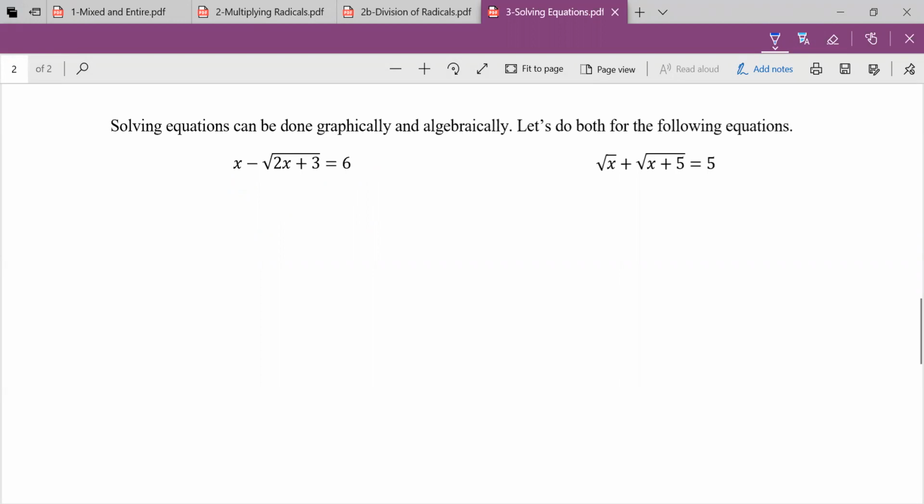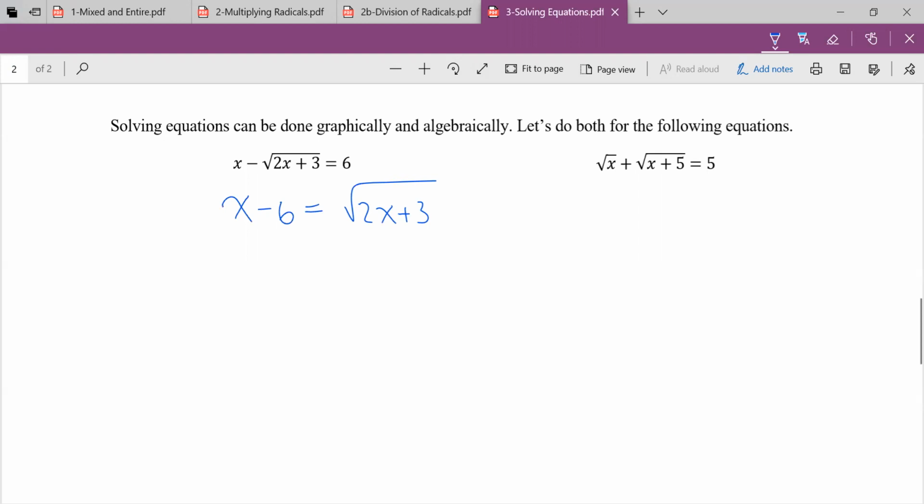Well, the inverse of square rooting is squaring, right? Squaring and square rooting undo each other. So what I'll do first here is I'm going to say I got to get this radical by itself. And it's negative, so I think I'm going to make it positive. So I'm going to subtract over the 6, and I'm going to add the square root of 2x plus 3 to the other side. Okay, again, there's more than one way to do this. But now I definitely want that radical isolated like that.